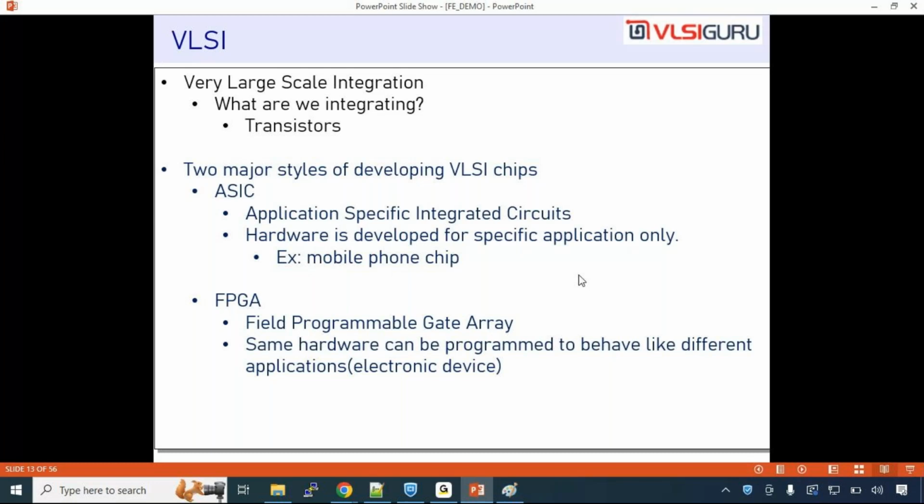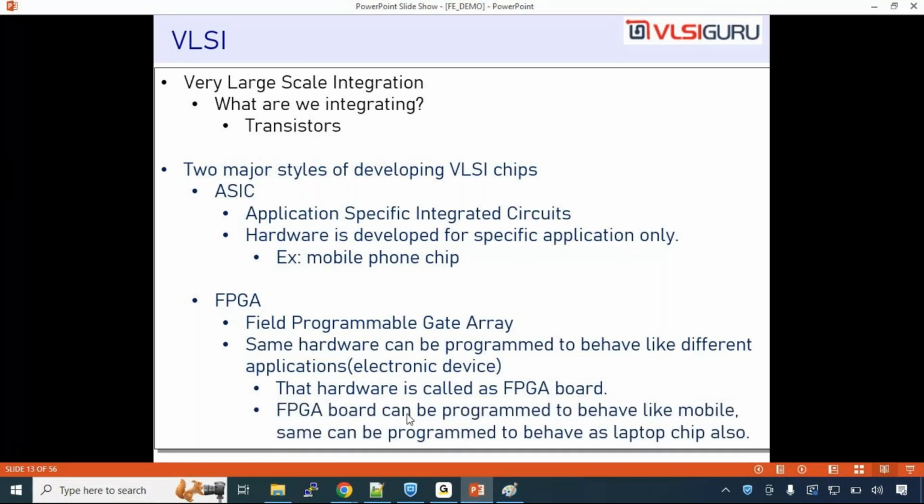Okay, so I hope you got an idea of the very basic difference between ASIC and FPGA. This hardware in FPGA is called an FPGA board. An FPGA board can be programmed to behave like a mobile, and the same can be programmed to behave like a laptop chip. It doesn't mean that you buy a simple Spartan from Xilinx and can make it behave like a mobile phone. The board itself should be very complex.